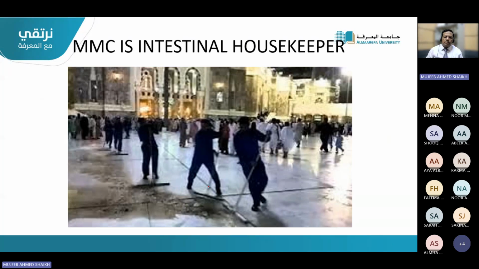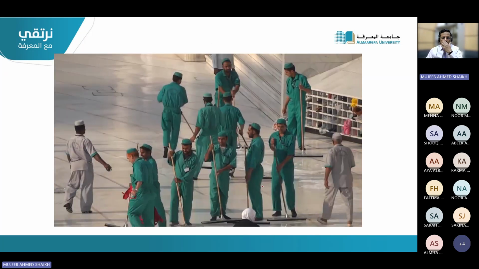To explain, this is a very good example that you might have observed, that these are the cleaners. 1, 2, 3 floor cleaners are there, and they are pushing the dirt from one area to another area, a small area. Then one will give it to 2, 2 will give it to 3, 3 will give it to 4, and that's how the total area will be clean. You might have observed it in the cleaning of the haram.